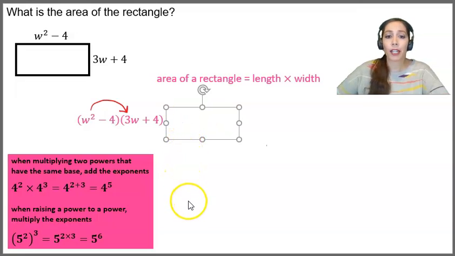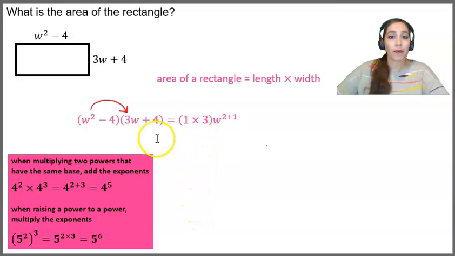And when we do that, we're going to multiply the coefficients together and then add the exponents on the variable. So this one has a leading coefficient of 1, we just don't write it. And this one has a coefficient of 3, so we have 1 times 3. W squared times w is really w to the 2 plus 1. Remember, there is a 1 there, we just don't write it. And when we're multiplying two powers that have the same base, you just add the exponents together. Then the next one in FOIL is outer.